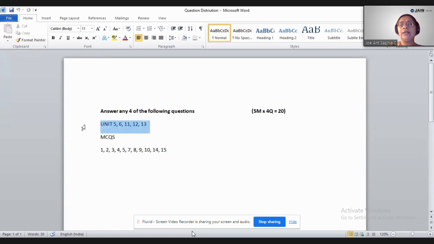The units from which we get the descriptive questions are unit 3. Sorry, I didn't include here. Make a note of it. Unit 3, Unit 5, Unit 6, Unit 11, Unit 12, and Unit 13. From these 6 units, you will be getting 6 questions. Out of that, you have to write 4 questions. Each carries 5 marks. Then MCQs.